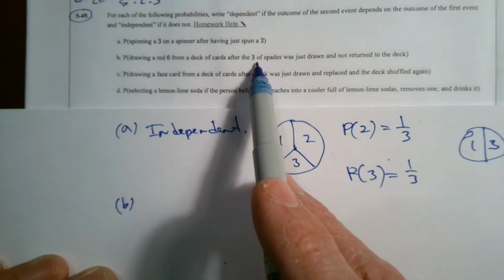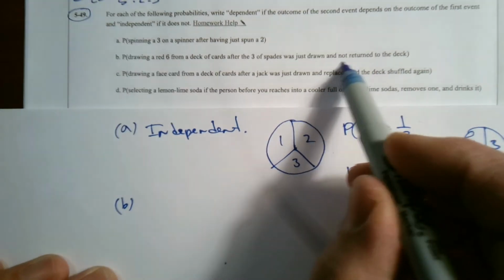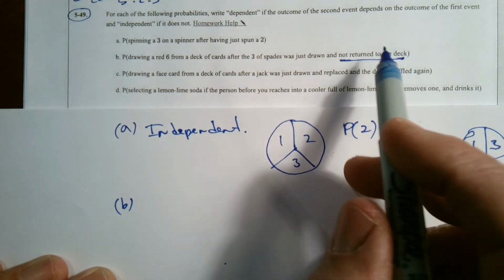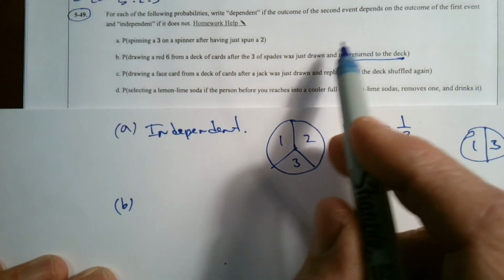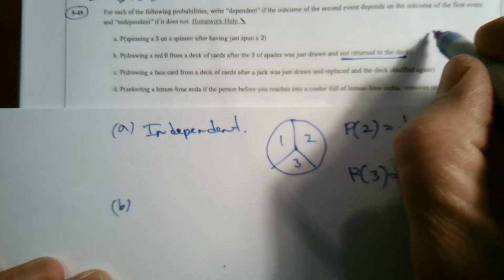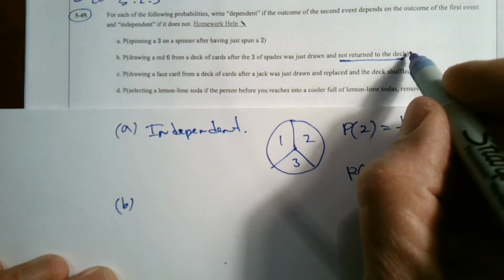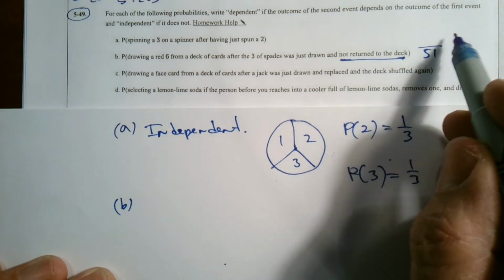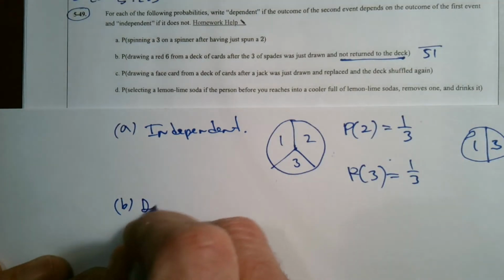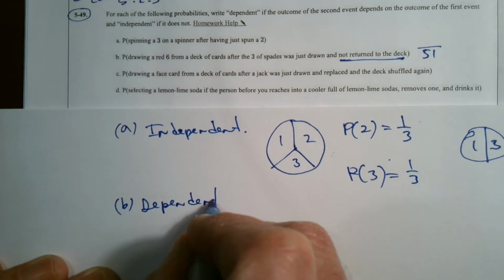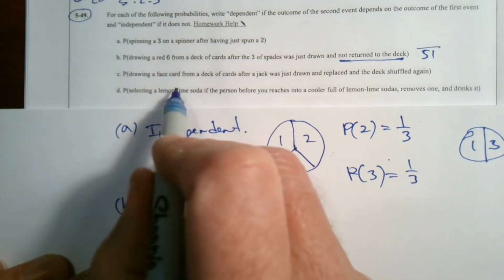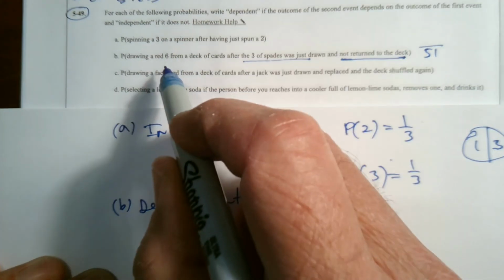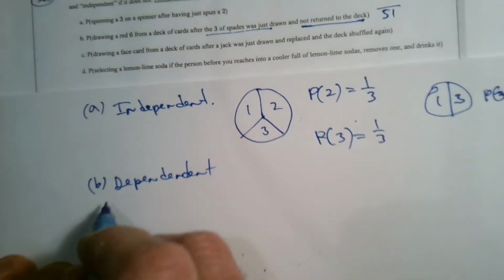Yes, it does, because I'm not returning it to the deck, which means my total changes. Instead of a probability of something over 52, if it's a standard deck, now, with the card not returned, it would be over 51. So my probability changes. In this case, it is dependent, because the first event of drawing a 3 and not returning it is affecting the next event. So it'd be dependent.